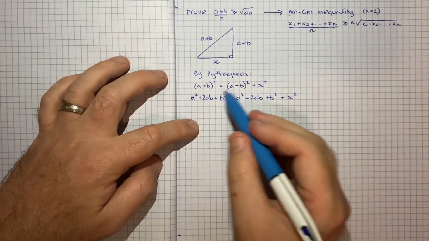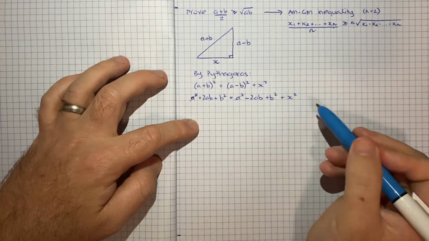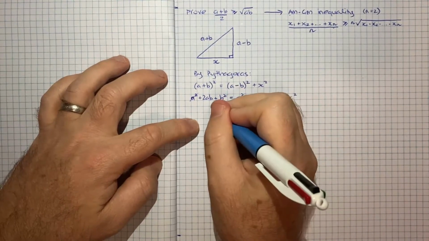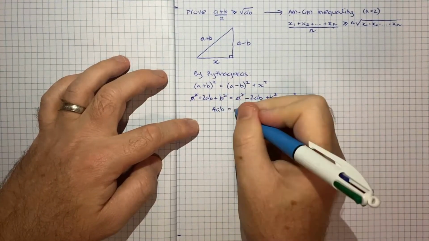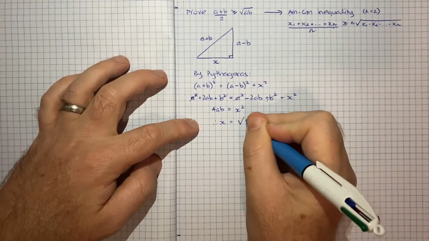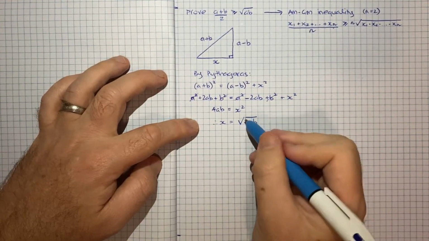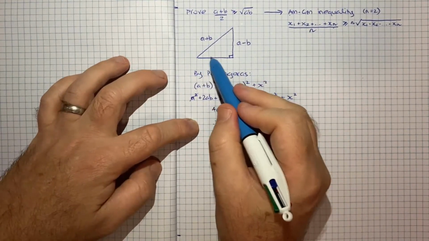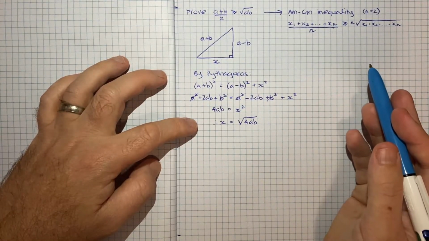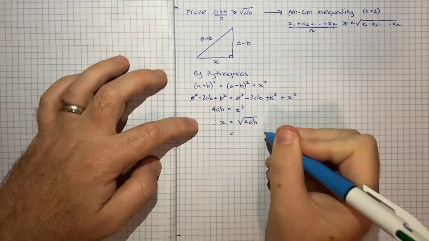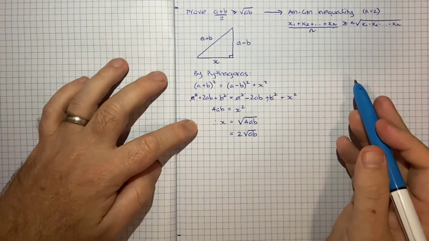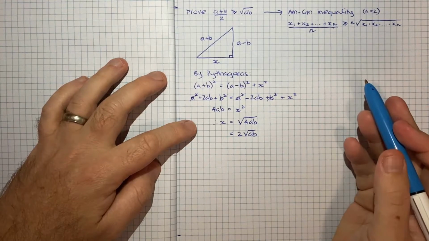We've got some common items on both sides. So the a squareds will cancel, the b squareds will cancel. This minus 2ab I'll bring over. So we'll end up with 4ab equals x squared. So therefore x is equal to the square root of 4ab, and I'll just take the positive square root here because we're looking at the length of a side of a triangle, so we're not really in negative length territory. And here I can simplify that to just be 2 times the square root of ab, since the square root of 4 is 2.